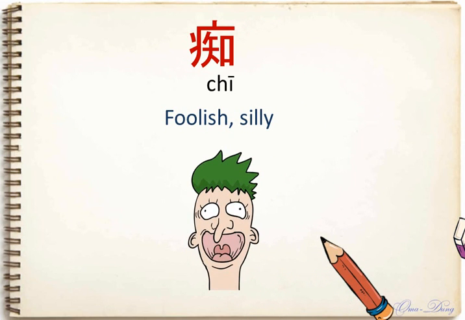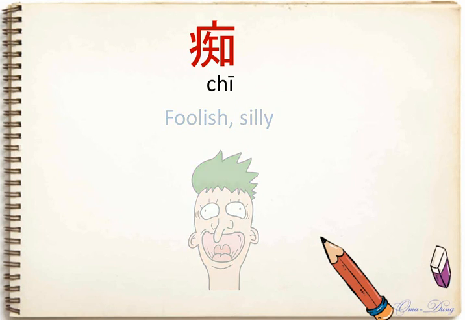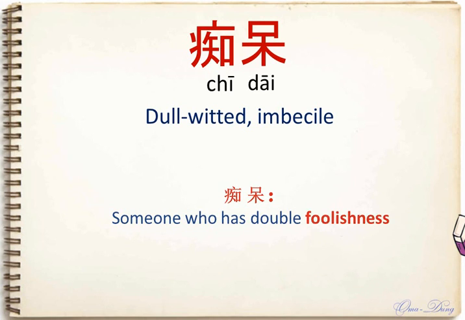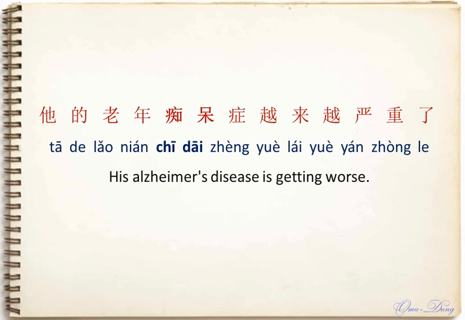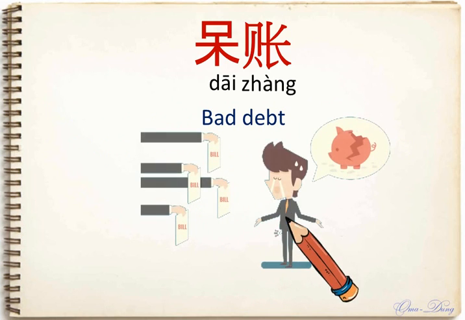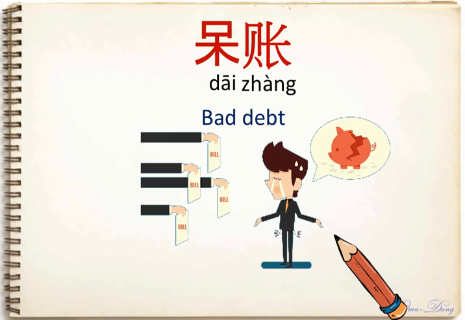Chi means foolish, silly. Chi dai is someone who has double politeness. 他的老年痴呆症越来越严重了. His Alzheimer's disease is getting worse. The last one is 呆账. 呆账 means bad debt.